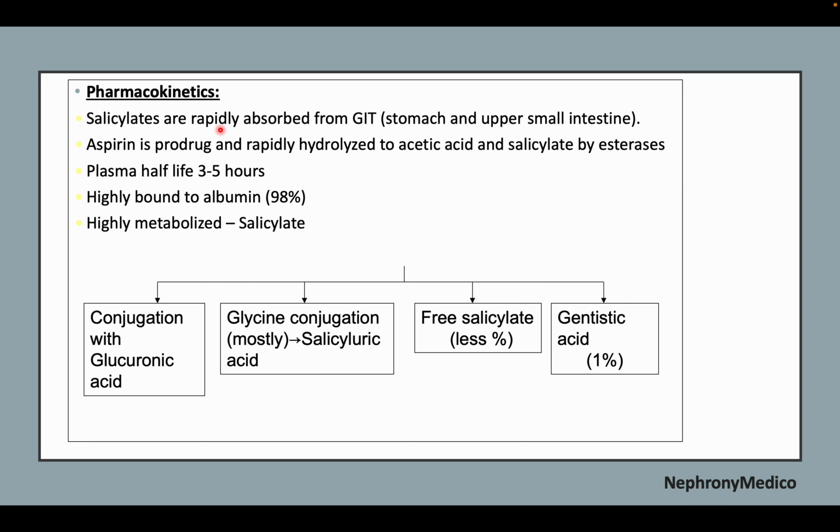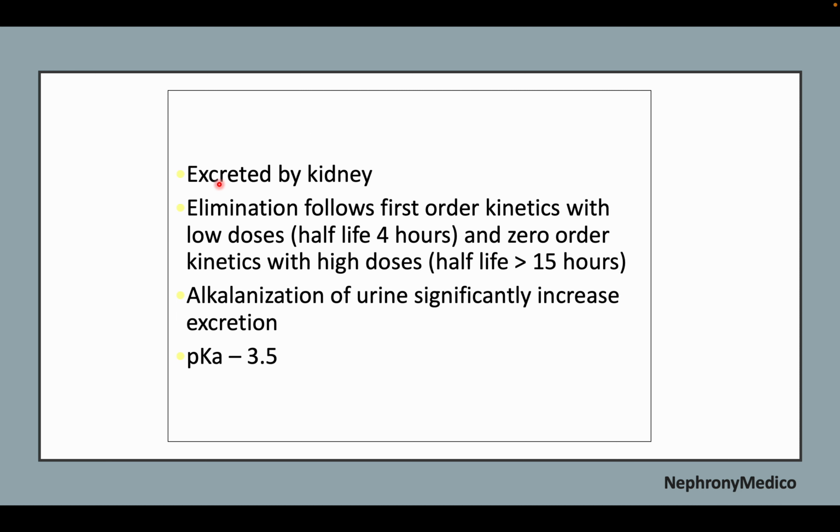Now, pharmacokinetics. The salicylates are rapidly absorbed from the GIT. Aspirin is a prodrug and is rapidly hydrolyzed to acetic acid and salicylate by esterases. The plasma half-life is 3 to 5 hours. It is highly bound to albumin. It is highly metabolized to salicylate. It is excreted by the kidney, and alkalinization of the urine significantly increases excretion.